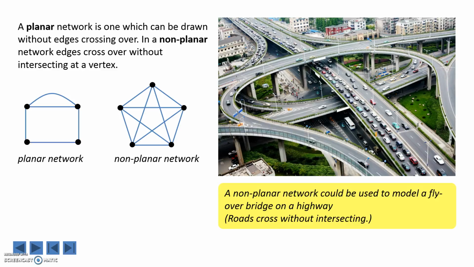A planar network is one which can be drawn without edges crossing over. In a non-planar network, edges cross over without intersecting at a vertex. So let's have a look at this planar one here. None of these edges, if you were to draw over them, cross over. They go straight from point to point.